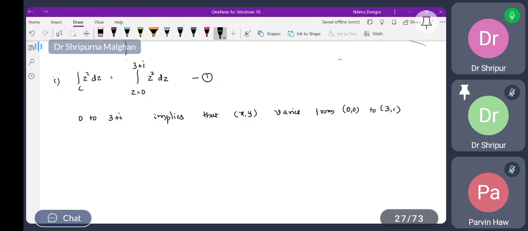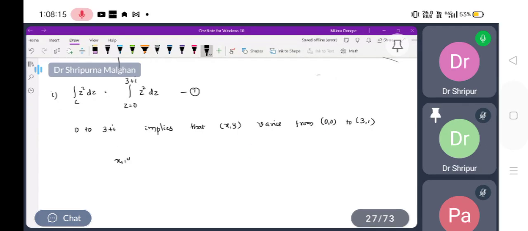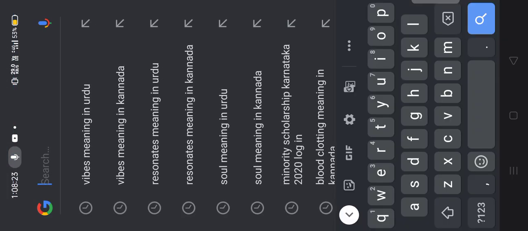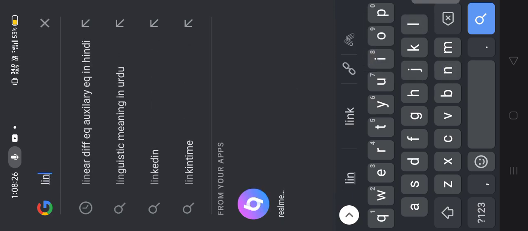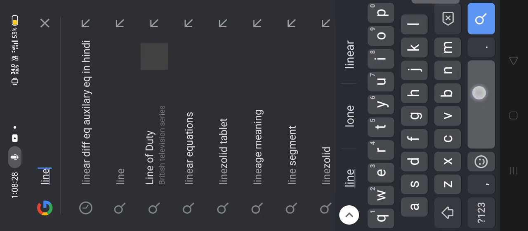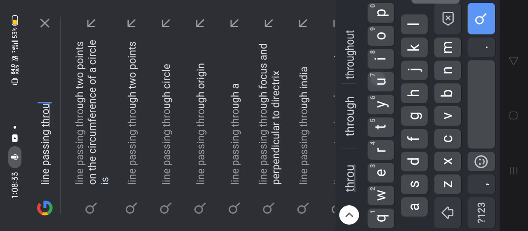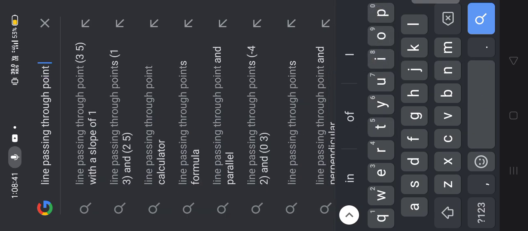Can you tell me what is the equation of the line passing through 2 points? Suppose we have two points x1 y1 and x2 y2, and the line is passing through these 2 points. So what is the equation of this line passing through 2 points? You know that it is y minus y1 divided by x minus x1 is equal to y2 minus y1 divided by x2 minus x1.